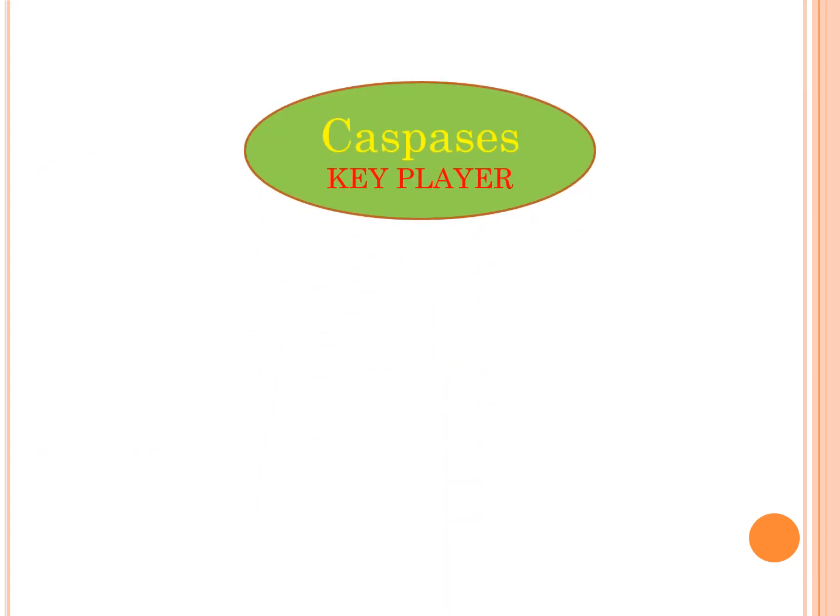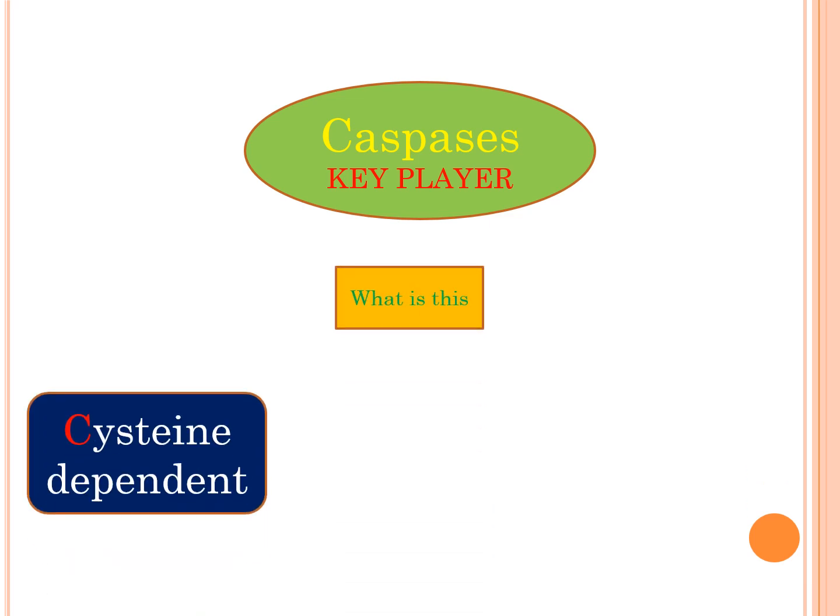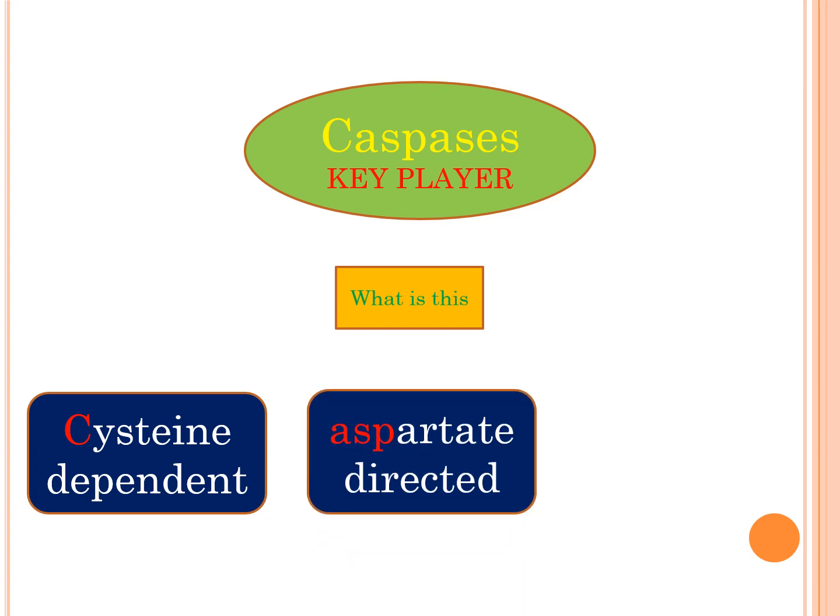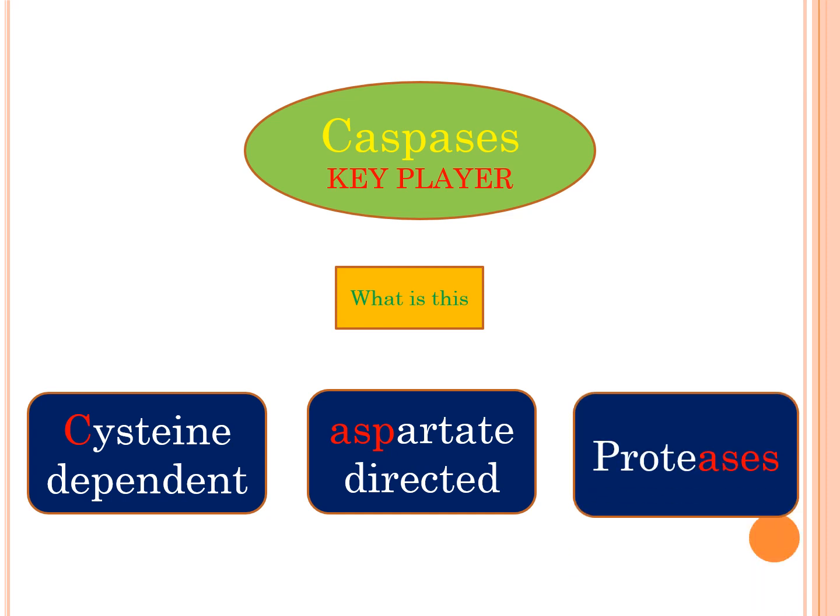So the key players in the entire process of apoptosis are the caspases. These are a group of proteins, derived from the cysteine dependent. C is taken from cysteine dependent and aspartate directed, that is the letters ASP, and then proteases. So from these words, the word caspases has been derived. What is it? Cysteine dependent aspartate directed proteases. So remember the full form of caspases, which are the main role players in apoptosis.